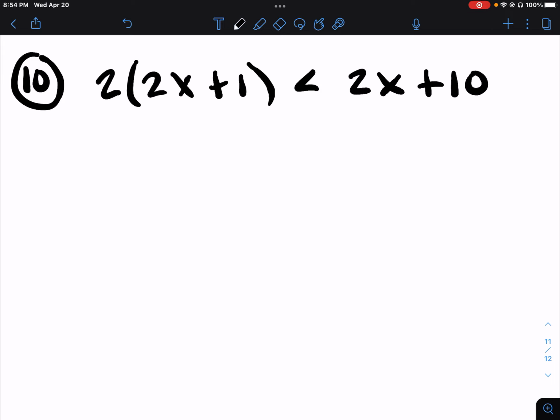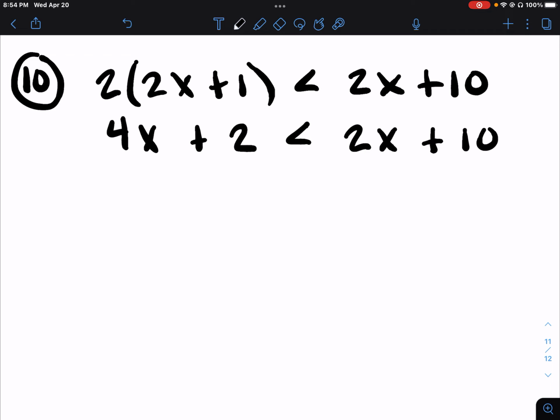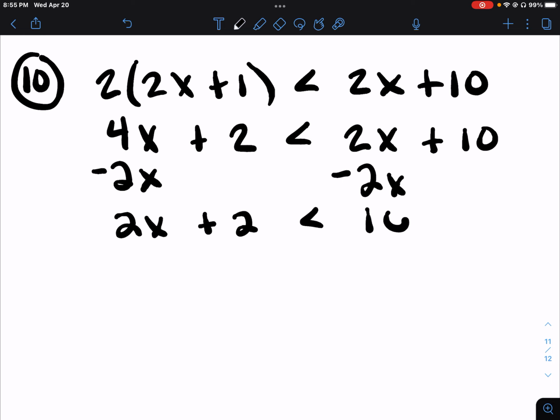On that left side, I need to distribute the 2. 2 times 2x, 2 times 1. I've got x on both sides, so I'm going to subtract the smaller one. 2x minus 2x cancels. Subtract 2. That cancels. We haven't done anything that makes that less than change.